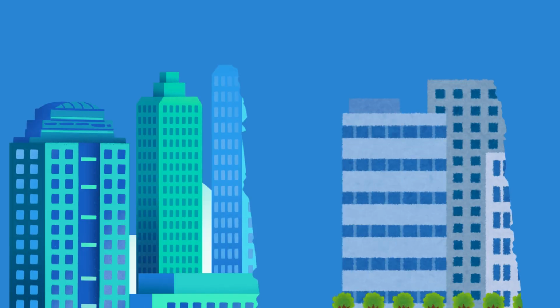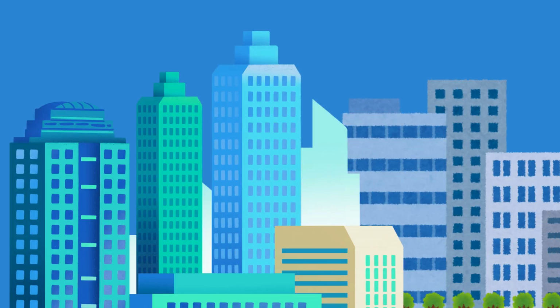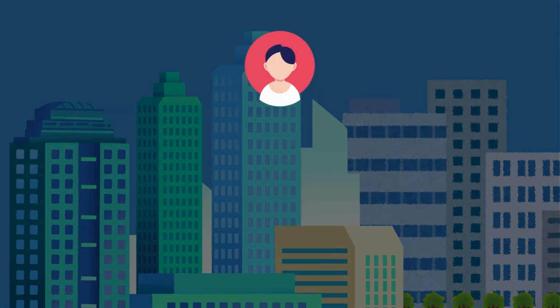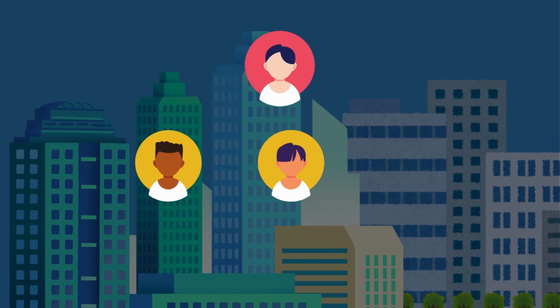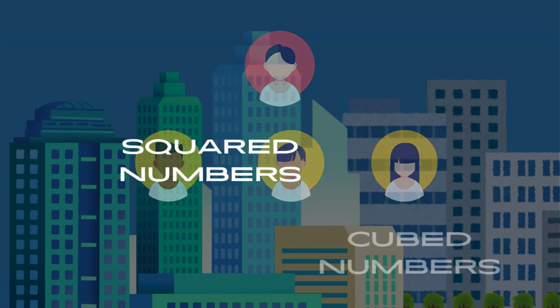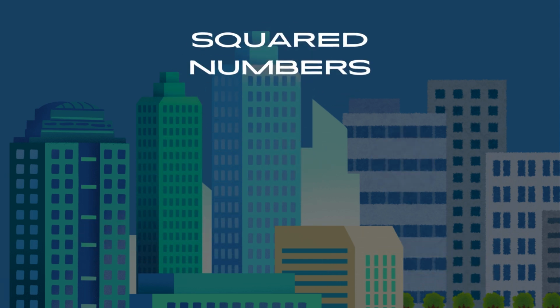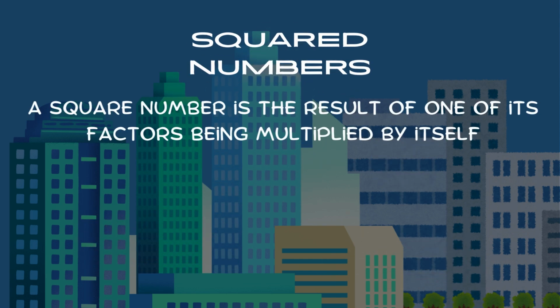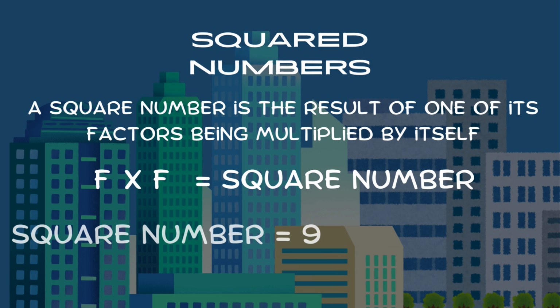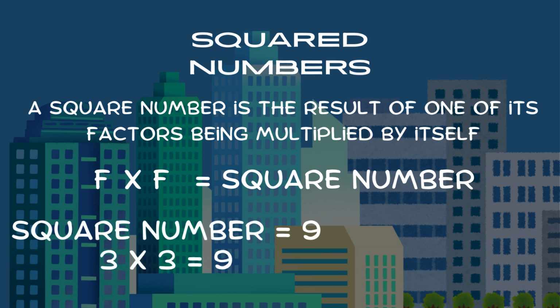Now, factors are extremely important in this topic as they create the basis of specific number groups. We know that some numbers have doubled factors and tripled factors. These types of numbers are called square numbers and cubed numbers. A square number is a number that is the result of one of its factors being multiplied by itself. So, if we have a factor, let's say f, and we multiply f by itself, we get a square number. A square can be 9 because if we multiply 3 by itself, we get 9.